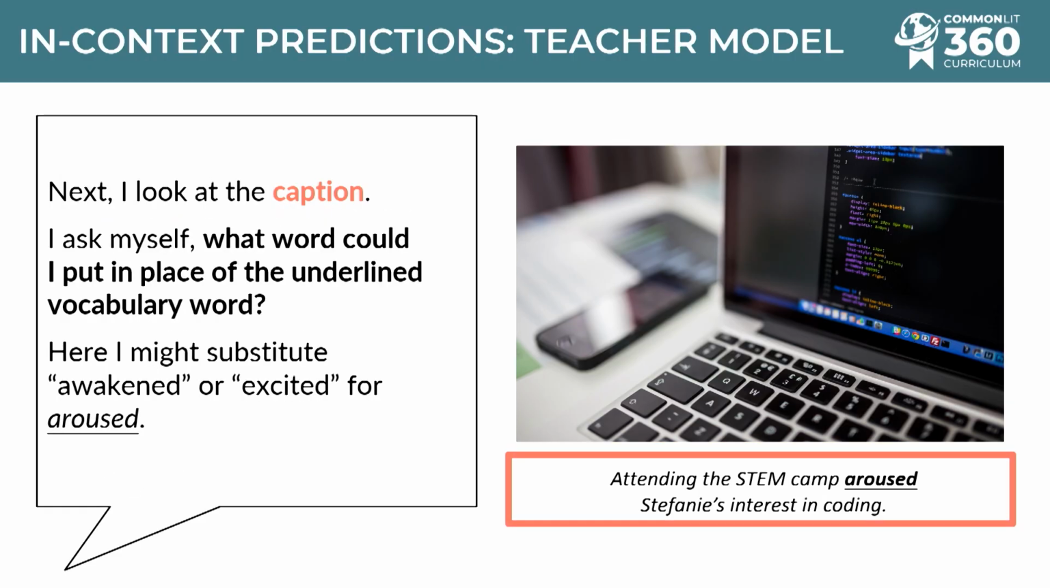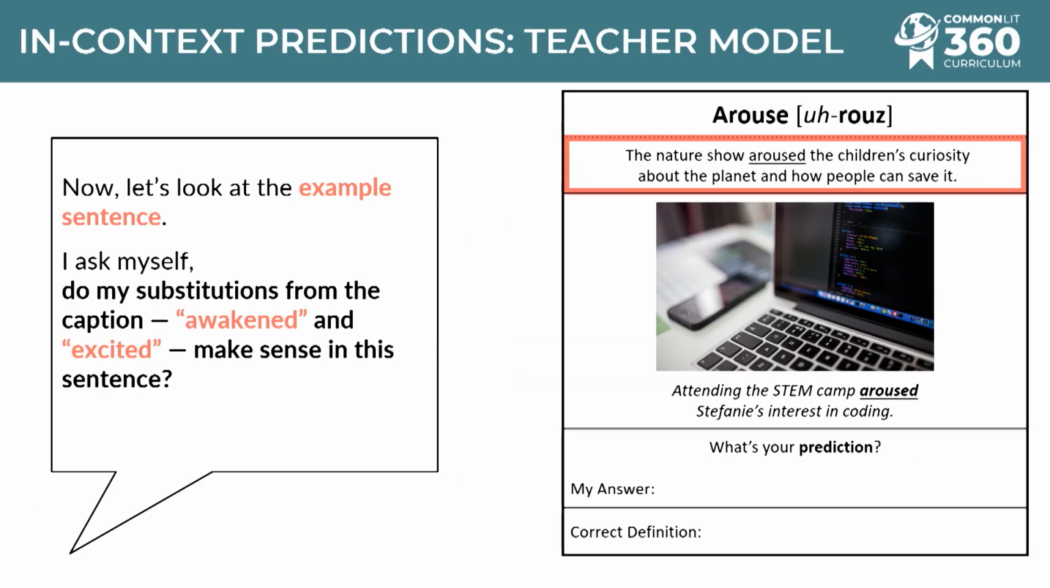All right, so I looked at the caption and I asked myself, what word could I place in place of the underlined vocabulary word? And here I might substitute the word awakened or excited for the word aroused. Okay? So now I want to look back at the example sentence. The nature show aroused the children's curiosity about the planet and how people can save it. So I asked myself, do my substitutions from the caption, awakened and excited, make sense in this sentence?